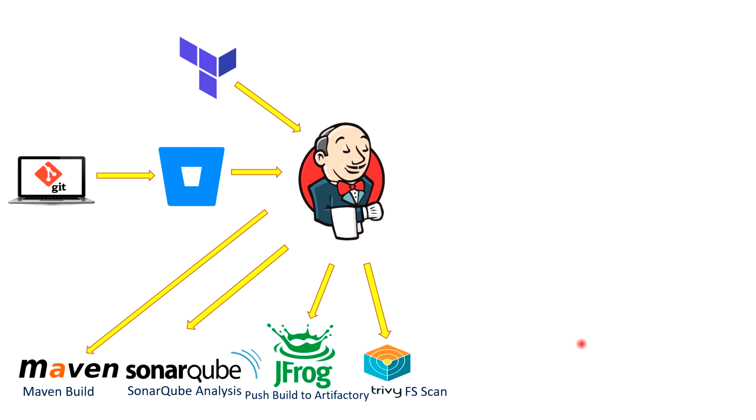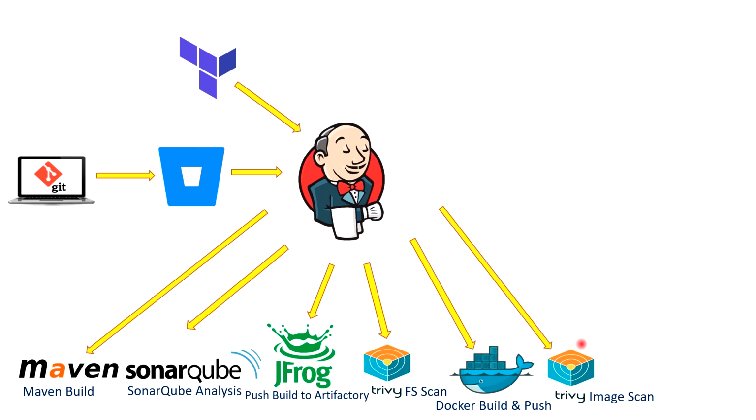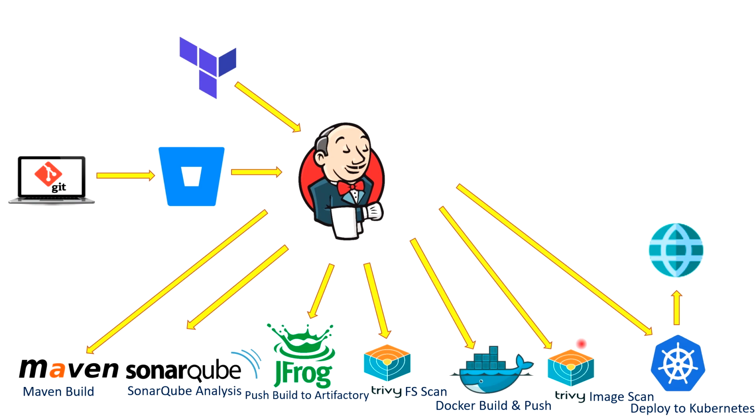After that, it will perform the Trivy FS scan of our code. Then it will perform the build and push of the Docker image. Then it will perform the Trivy image scan of the pushed Docker image. After that, it will deploy the resources using the manifest file on the Kubernetes. And then we will have our application accessible over the internet.